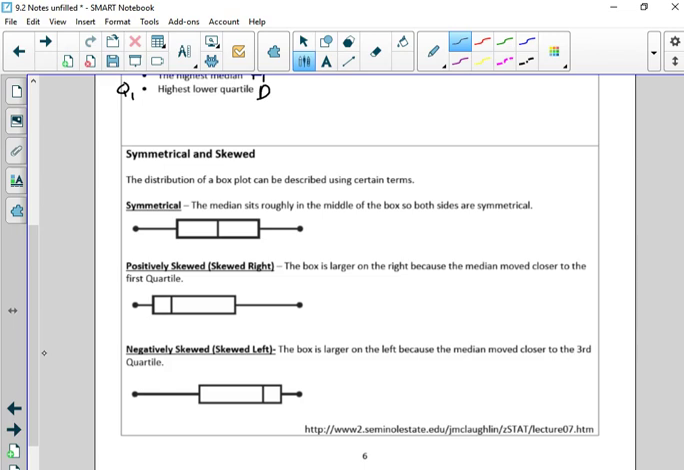So if I drew a line right down the middle, I could fold that box and whisker plot, and this dot would lay completely on that dot. This line would line up completely with that line. It would fold over completely. That's symmetrical.